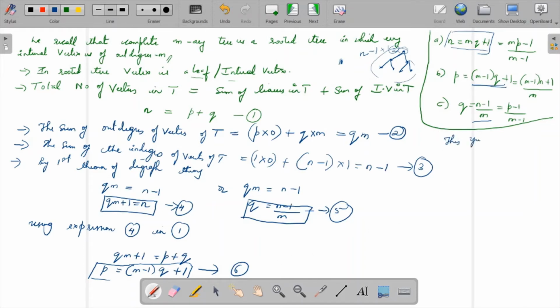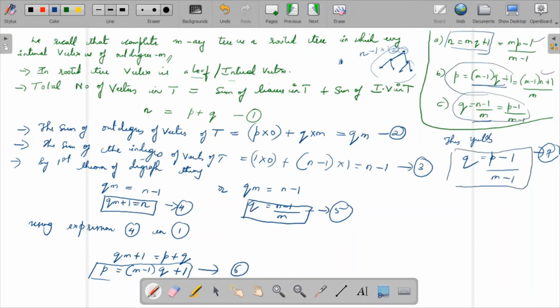Okay, else q is equal to, from this itself, q is equal to p minus 1, I took this p minus 1 divided by m minus 1. So this is my 7th equation. So this entire thing is completed, and what is pending is only these two. So I got it: q is equal to p minus 1 divided by m minus 1.